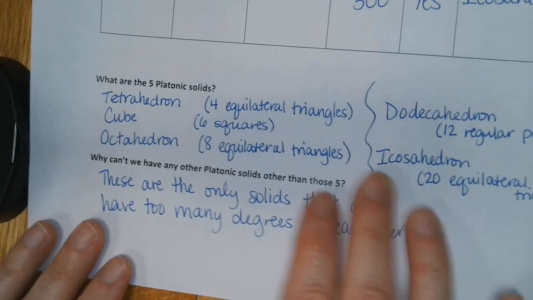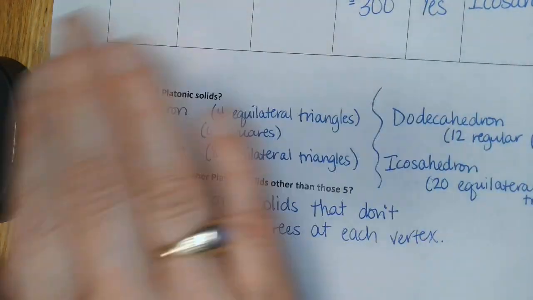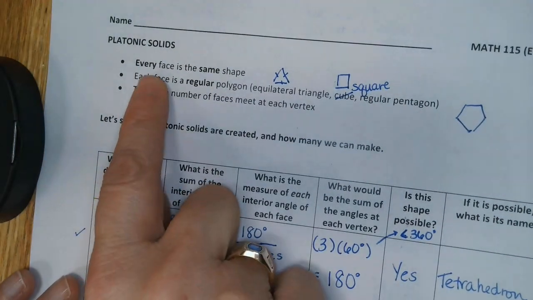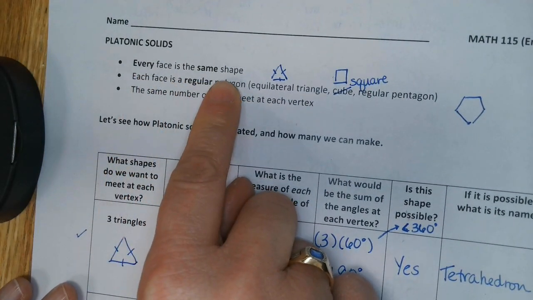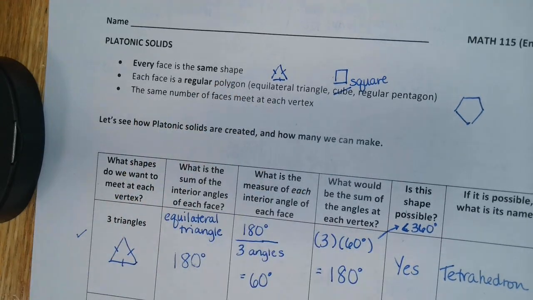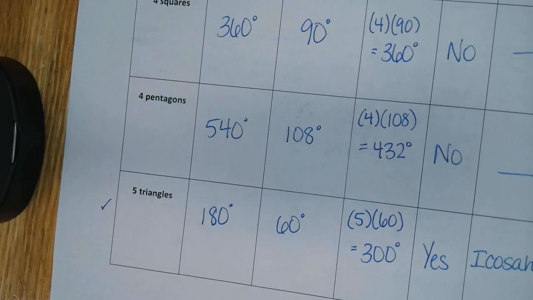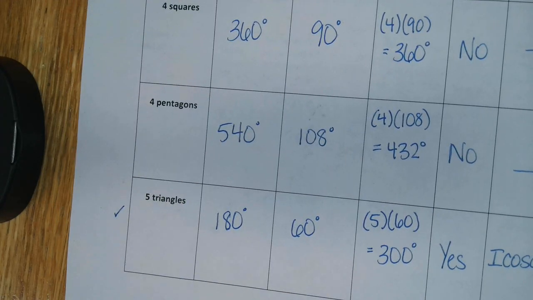Okay, so you do not have to be able to recreate this whole chart. I want you to know what Platonic solids are. They're shapes that have every face the same, and every face is a regular polygon. The same number of faces meet at each vertex. Okay, and just understand that you can't make an infinite number of them. There are only 5 of them. Those 3, and then this one, and others are not possible because of the way those shapes come together at a vertex.